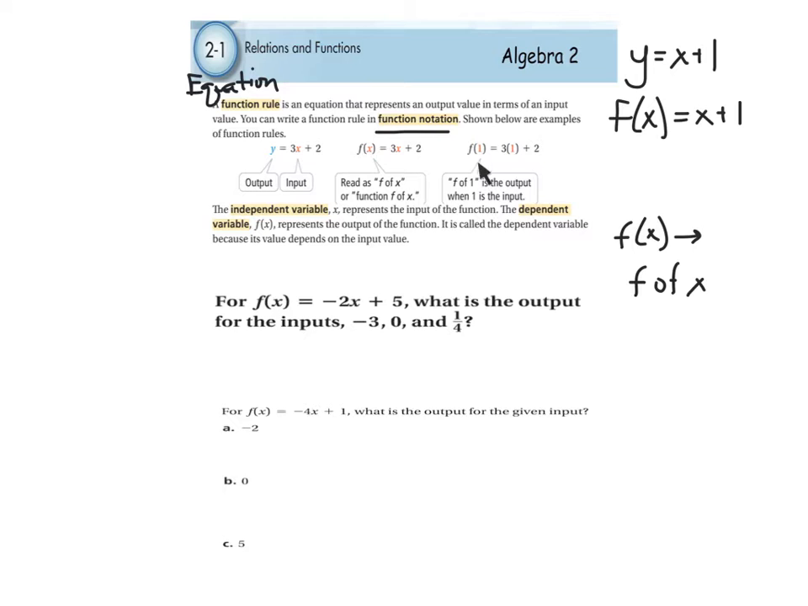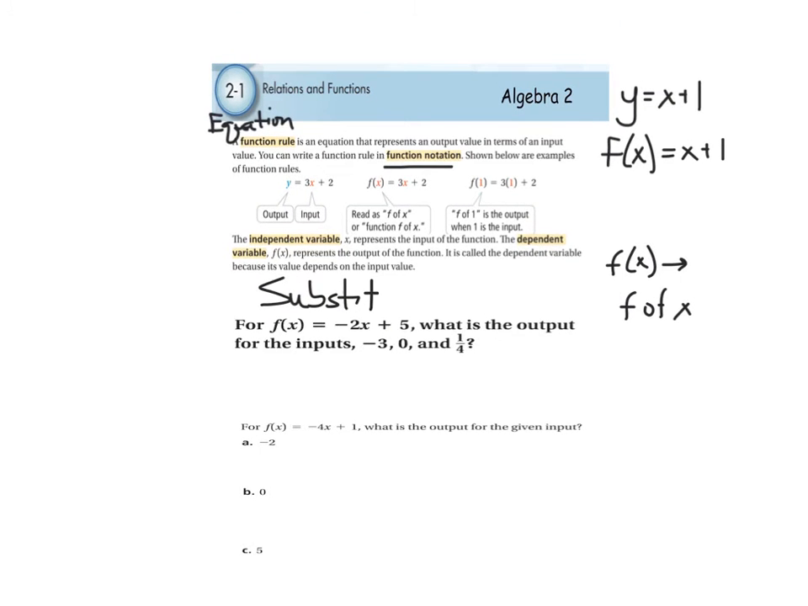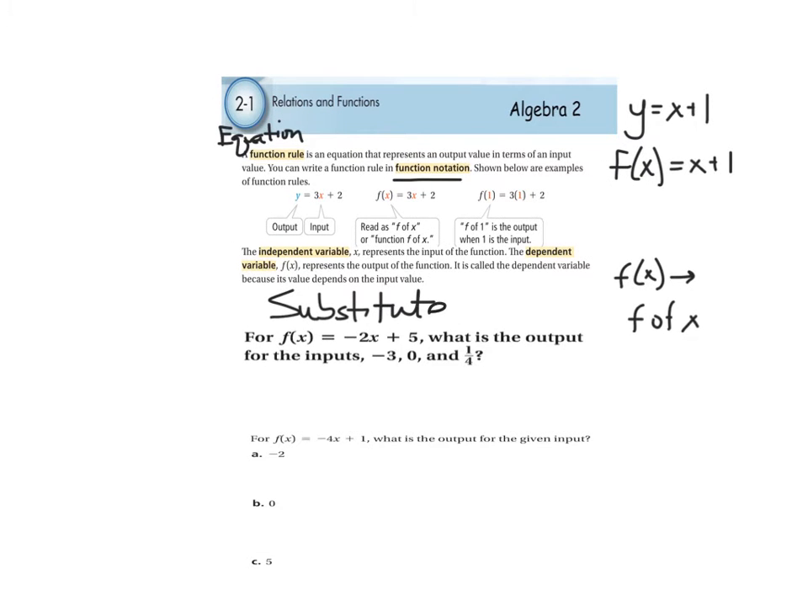And you'll notice they go one step further, and this time they say f of 1 is equal to 3 times 1 plus 2. You'll notice that instead of an x, they have a 1 in place of those. Well, what this means here, this number inside this parentheses, means that you're going to substitute 1 in for x in the equation. And then you're going to simplify. So all this is just a fancy way to simply substitute. That's all it is, a fancy way to substitute.